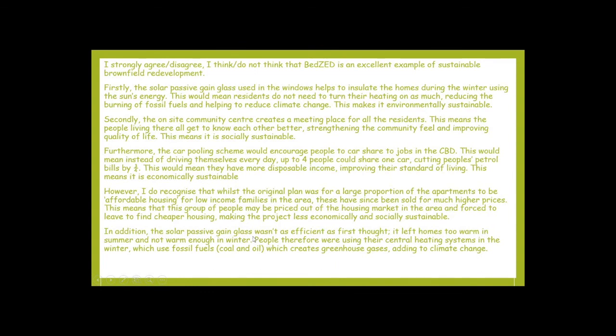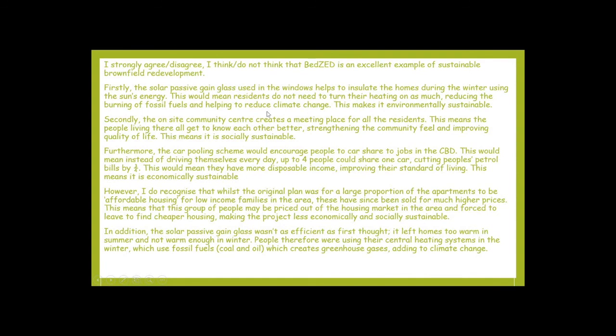In addition, the solar passive gain glass wasn't as efficient as first thought; nice higher level punctuation, semicolon. It left homes too warm in the summer and not warm enough in the winter. So that's a statement right now. And then I'm elaborating why it means it's not sustainable. People therefore were using their central heating systems in the winter, which used fossil fuels, tick, brackets, nice higher level punctuation again, which creates greenhouse gases, adding to climate change.